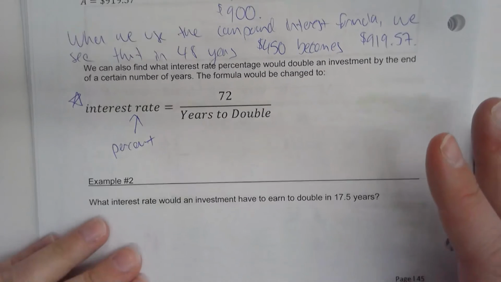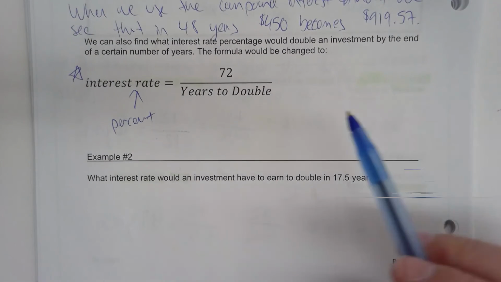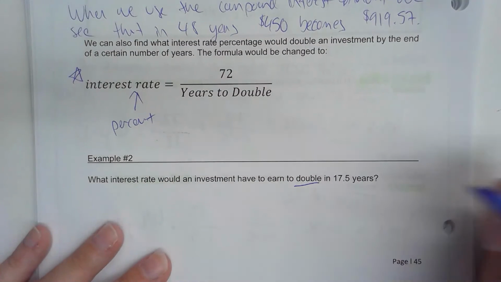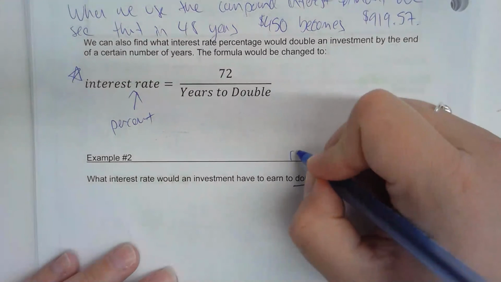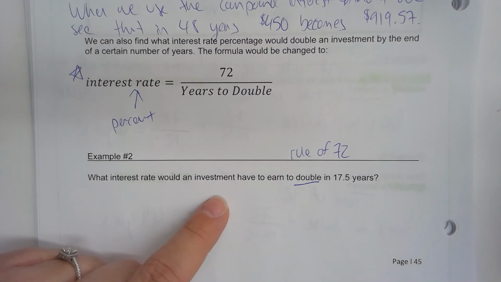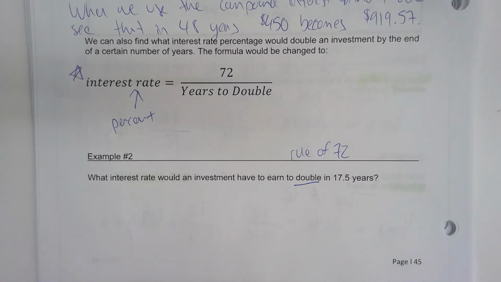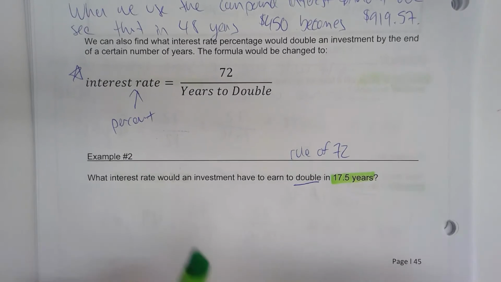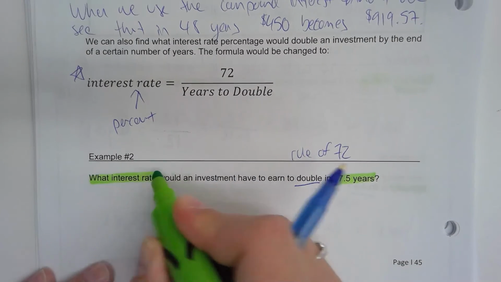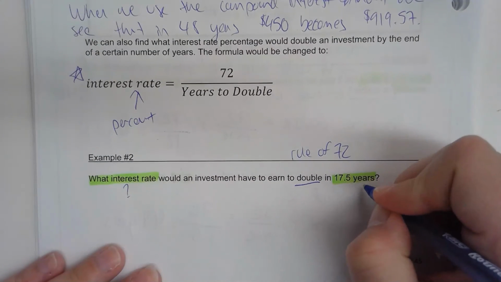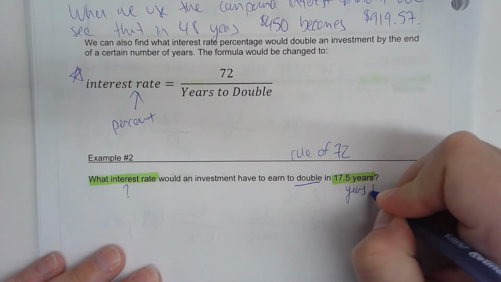So let's try it right here. What interest rate would an investment have to earn to double in 17.5 years? So there's that key word, double, that we can use the Rule of 72. Notice it doesn't tell us how much this investment is because we don't care. It's good for any amount of investment. And then it says 17.5 years, and the question is what interest rate? So that's the question. This is years to double.